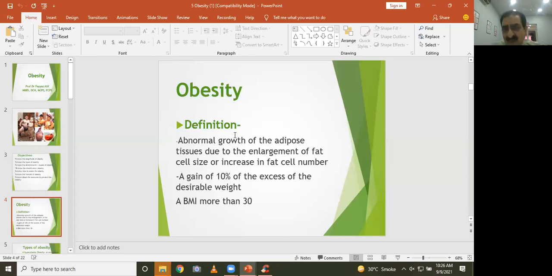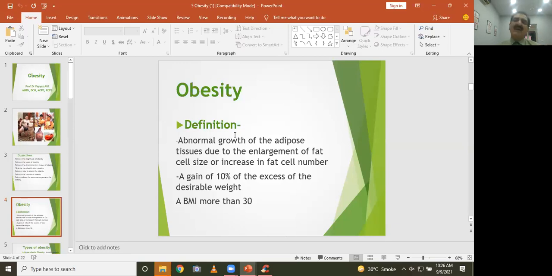Another definition is based on the standard weight for a particular age, sex, and height. If the weight is more than 10% in excess of the normal, desirable weight, then it is called obesity. And another classification: BMI more than 30.